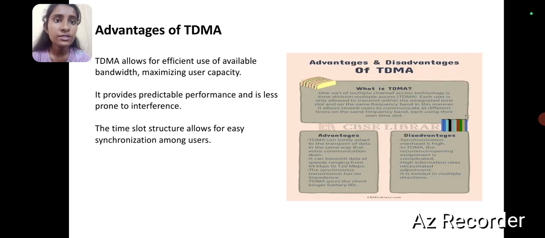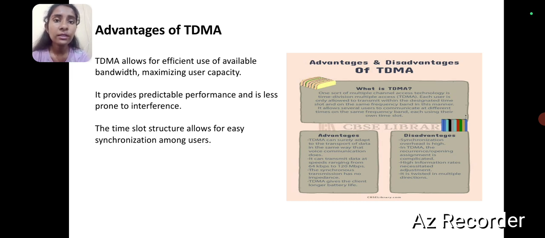Next is advantages of TDMA. So TDMA has some advantages and disadvantages. So let us see what are the advantages of TDMA. TDMA will allow for efficient use of available bandwidth, maximizing user capacity. It provides predictable performance and is less prone to interference. The time slot structure allows for easy synchronization among users.